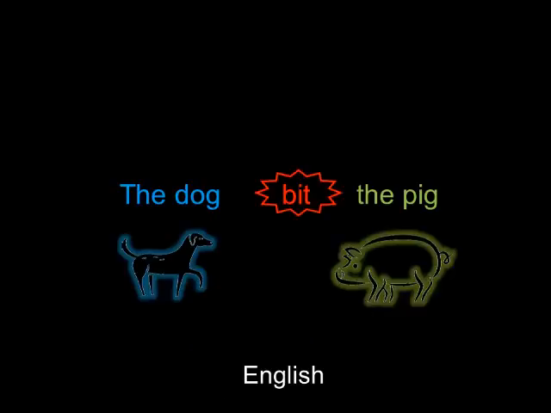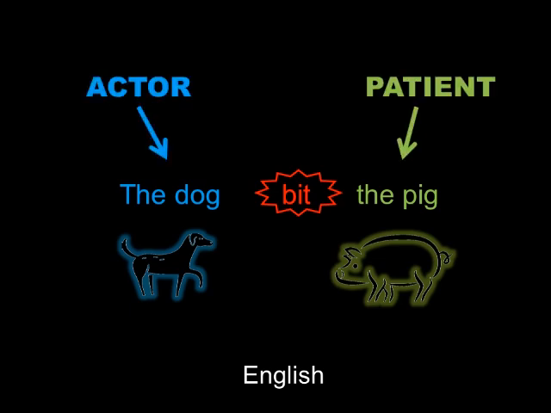Now let's think about English. In English, we might describe what happened in this situation by saying, "The dog bit the pig." In this sentence, the words "the dog" represent the actor, and the words "the pig" represent the patient. We also use the word bit, which is a verb, in the middle, to say what the actor did to the patient.